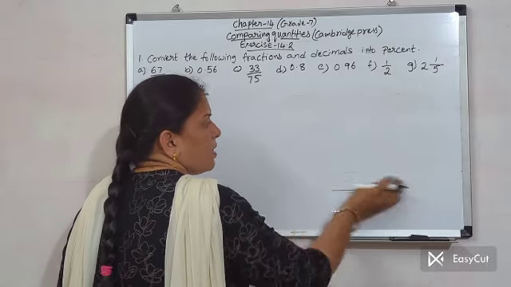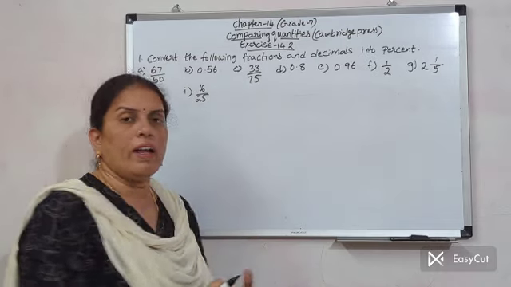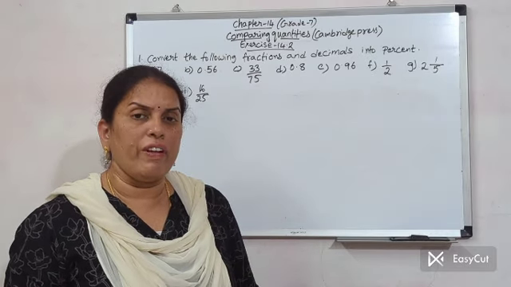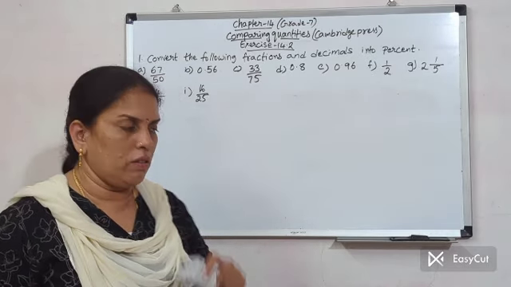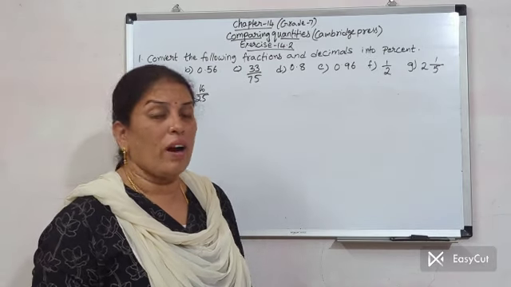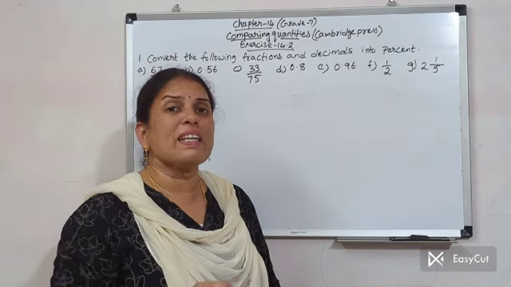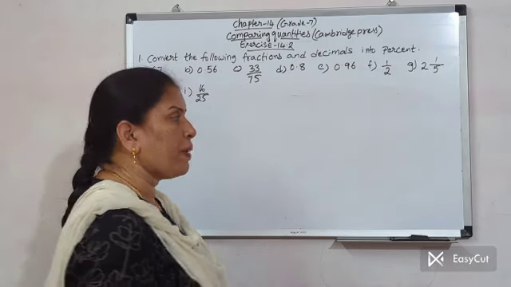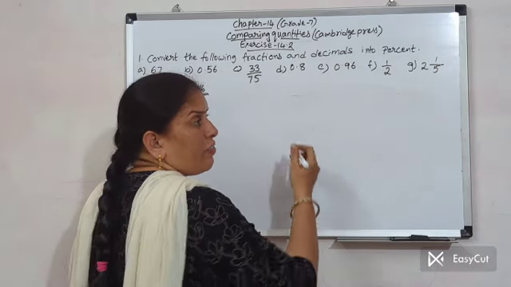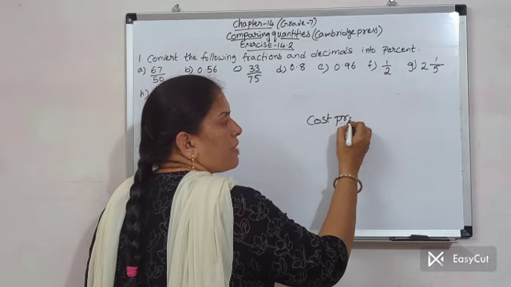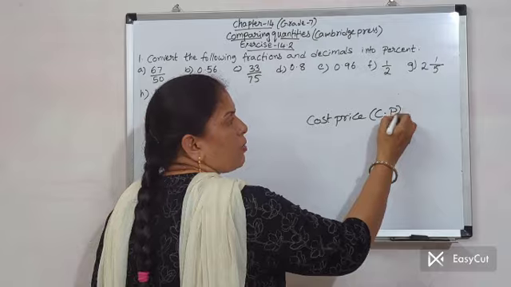Another thing is, see here, now we will learn about selling price and cost price. What is selling price? What is cost price? If we purchase any item, for example, I purchased a pencil for 10 rupees. That is called cost price, or CP.